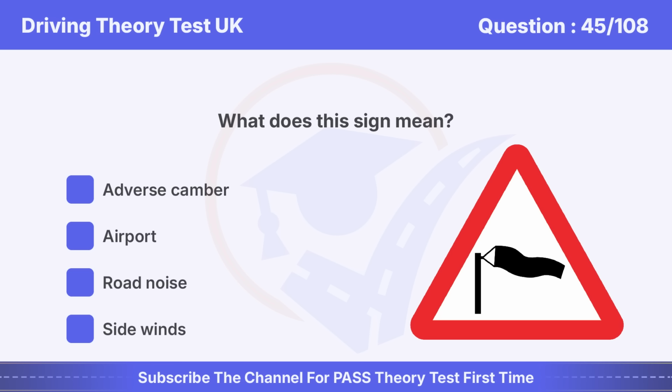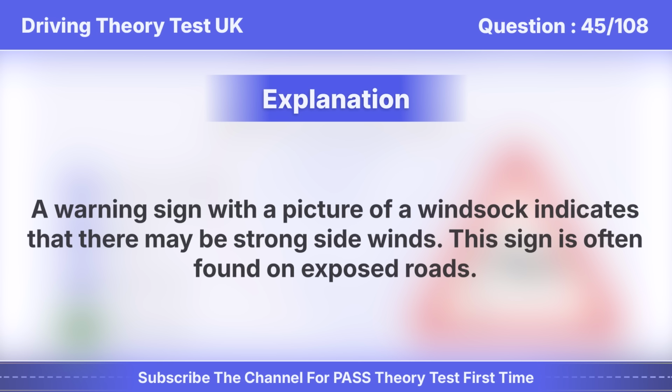Question 45. What does this sign mean? Answer is D. Side winds. A warning sign with a picture of a windsock indicates that there may be strong side winds. This sign is often found on exposed roads.